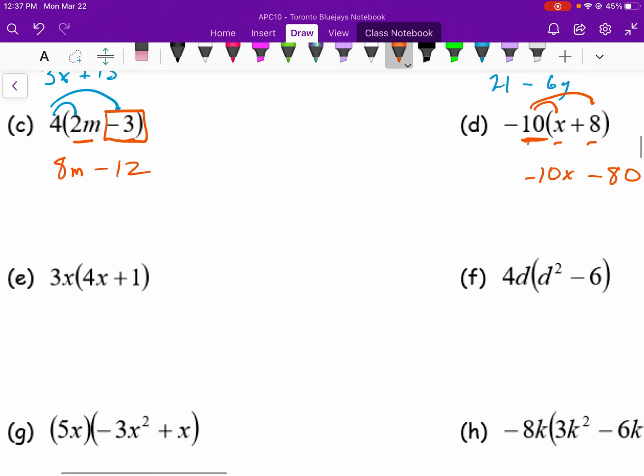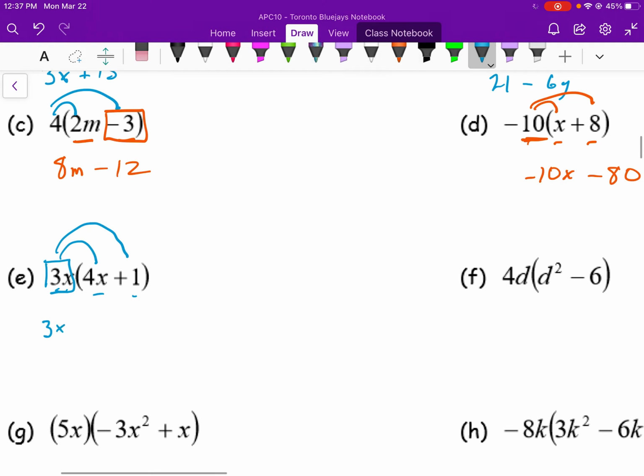All right, let's get more serious, shall we? So 3x times 4x plus 1. I have to make sure that this is a monomial. This monomial needs to be distributed to both terms of my binomial.